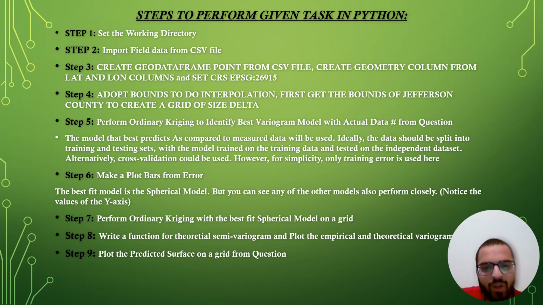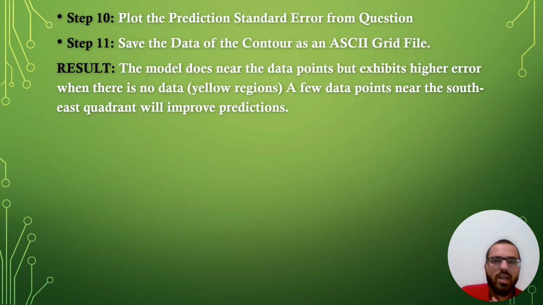Then we perform ordinary kriging with the best-fit spherical model on a grid. Then we define functions for the theoretical semi-variogram and plot the empirical and theoretical variogram. Then we plot the predicted surface on a grid as demanded by the question, plus the standard error, and we save the data of the contour as an ASCII grid file. The result is that the model does well near the data points but exhibits higher error where there is no data, the yellow regions. A few data points near the southeast quadrant will improve predictions.